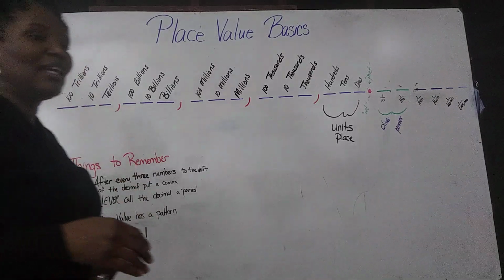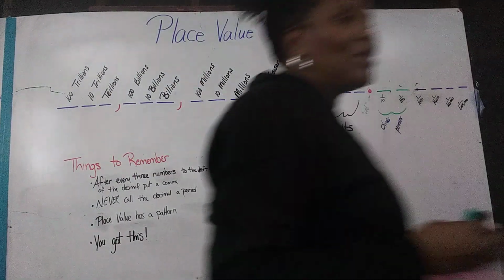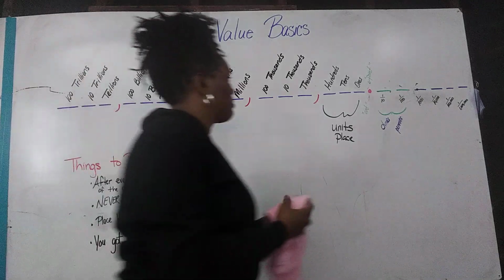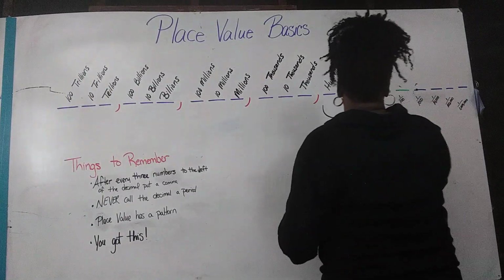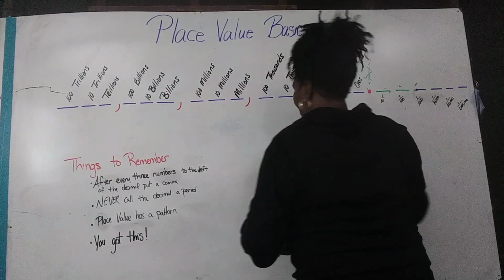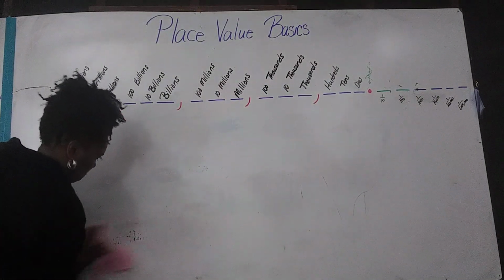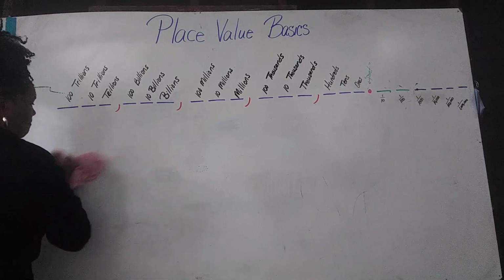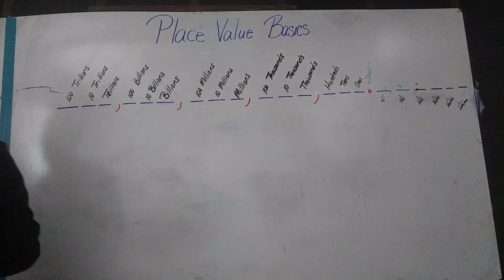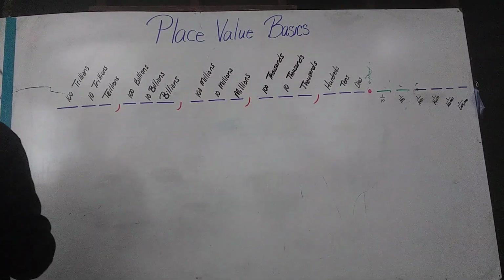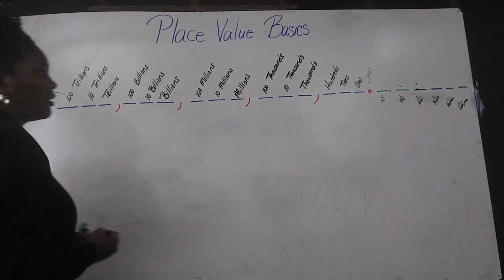Now, before we end this video, I'm going to write a big number just to show you how things are read using the place value chart. Okay? Alright, so let's get a number.